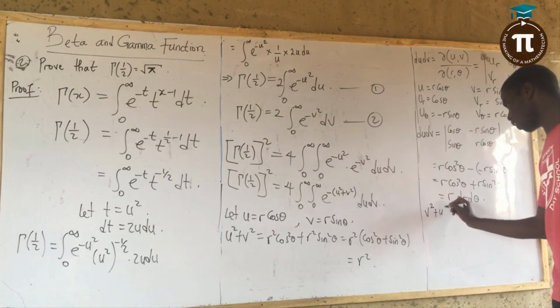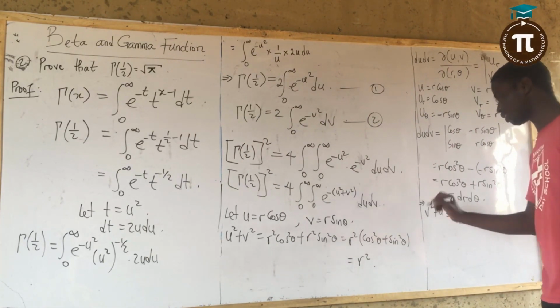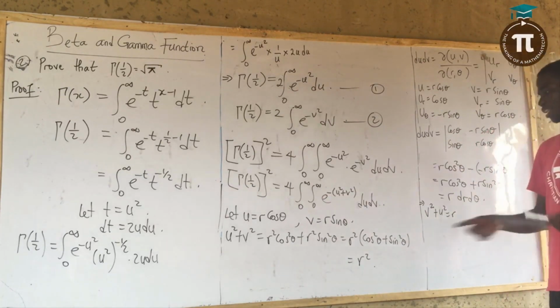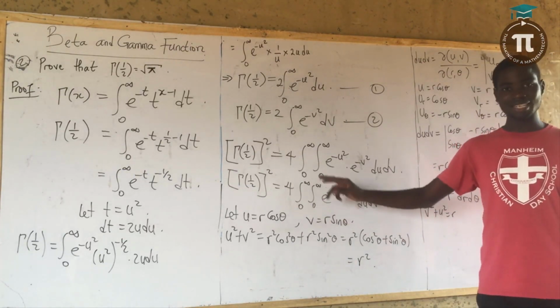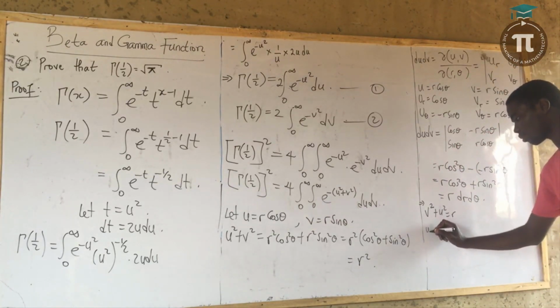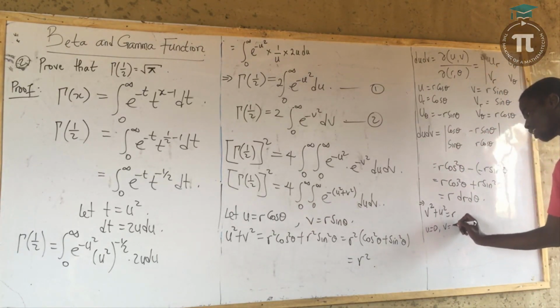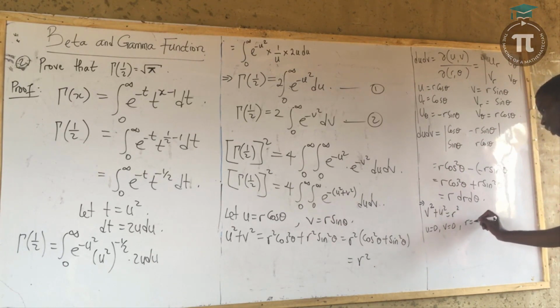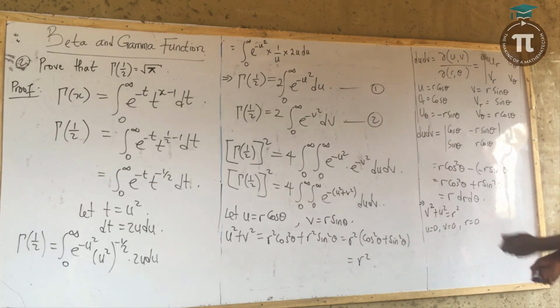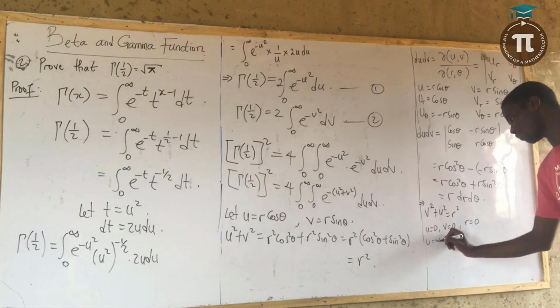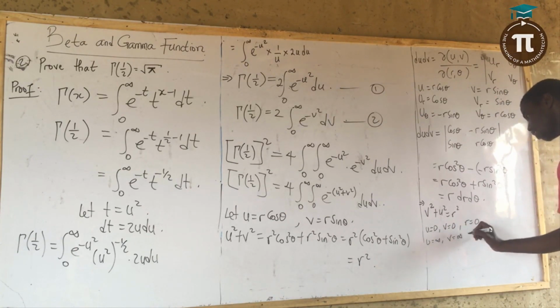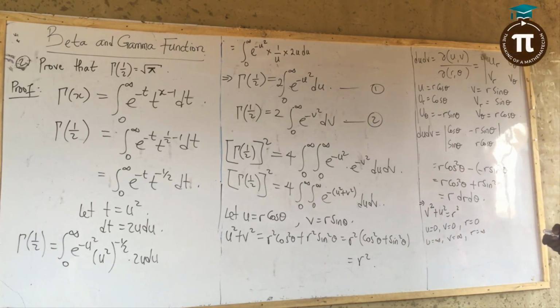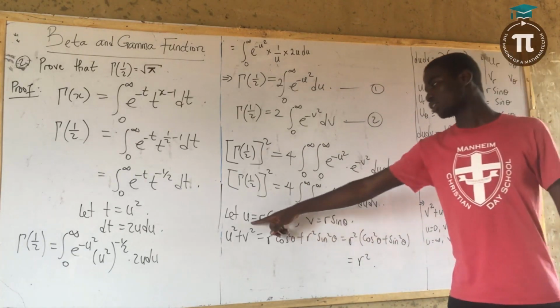We have v squared plus u squared to be equal to r squared. I want to talk about the bound. When u is 0 and v is 0, it means that r squared will be 0. If we put it here, it's obvious. When u is infinity and v is infinity, r will also be infinity as well. It's also trivial from there.